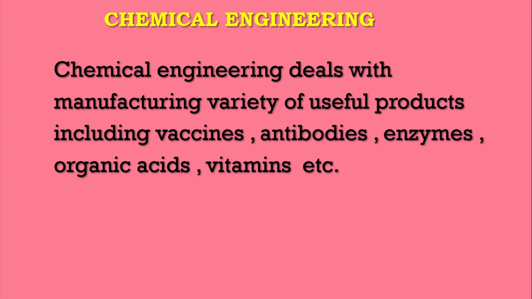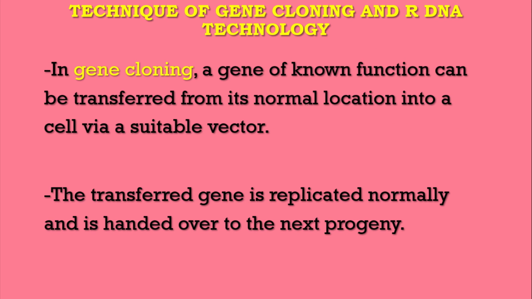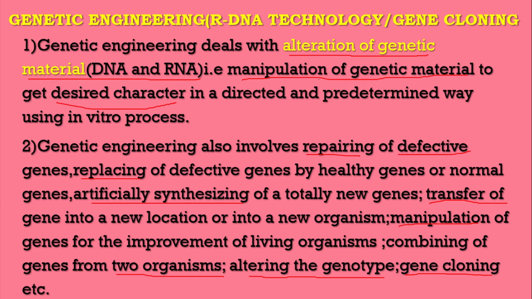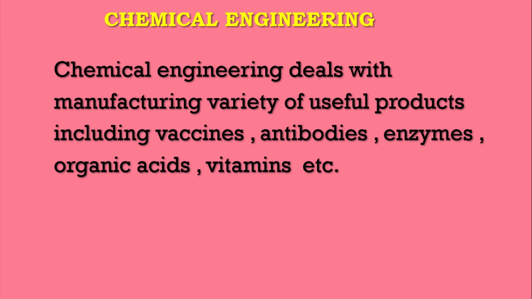Okay, then chemical engineering. Modern biotechnology consists of two fields. The first one is called genetic engineering and another one is called chemical engineering. Genetic engineering, the name itself indicates that we can manipulate, modify or change the genetic material.